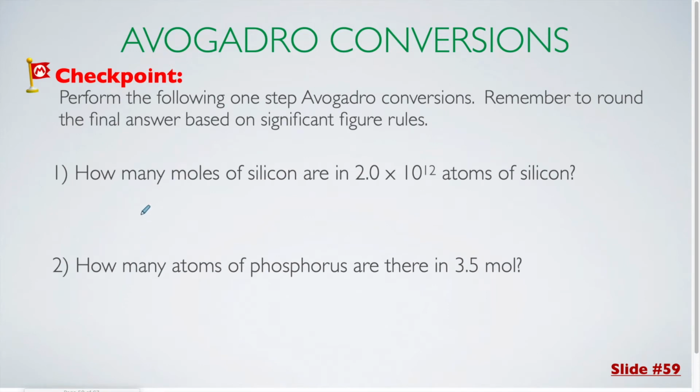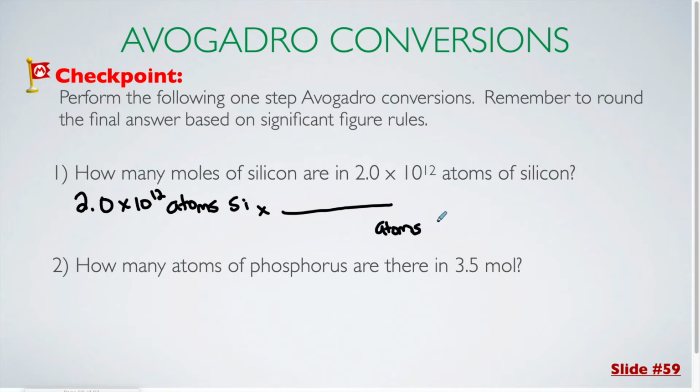In our checkpoint, we are going to be starting off with atoms of silicon. So we're going to write out 2.0 times 10 to the 12th atoms Si. We're going to write out our conversion factor. The atoms of Si is going to go on the bottom in order to cancel. We're looking for moles of Si, so that's going to go on top. Moles is equal to 1, and atoms is always equal to Avogadro's number, so 6.022 times 10 to the 23rd.